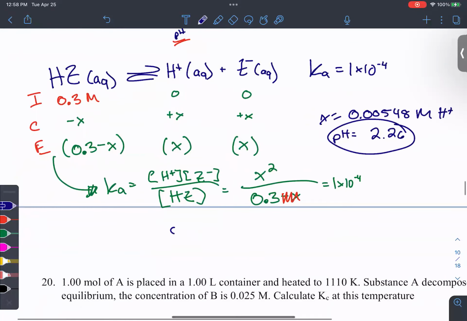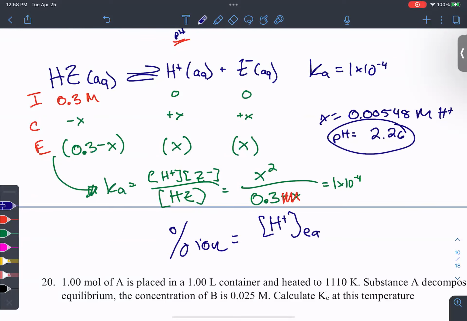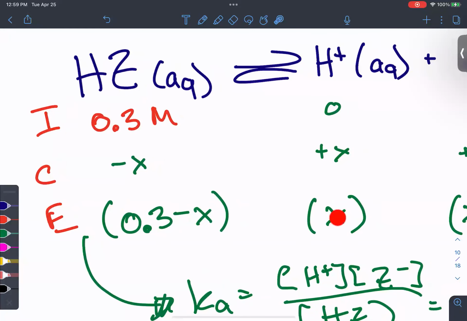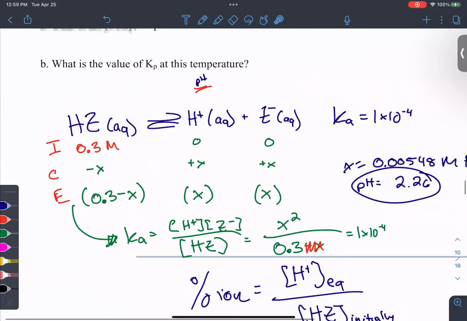Now the question is, how do you get percent ionization? It is equal to the amount of H plus that you have at equilibrium over how much acid you started with initially. If you think about it, this is what percent ionization is. Whatever this x is, it's how much you lose. So it's this number over this number, because we said H plus is x. It's how much this HZ actually dissociates, and that's what percent ionization is.